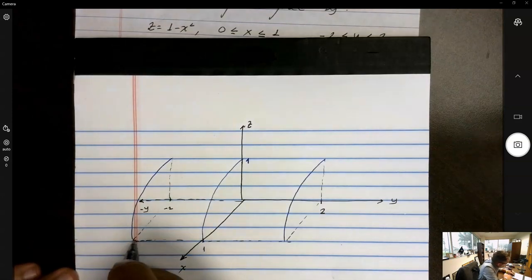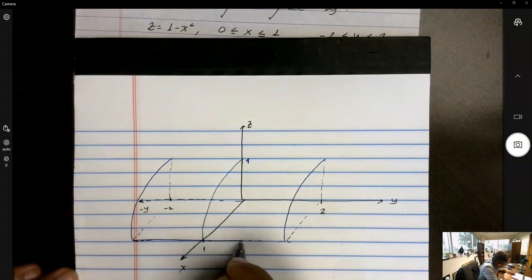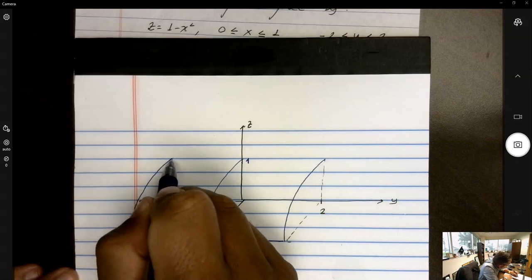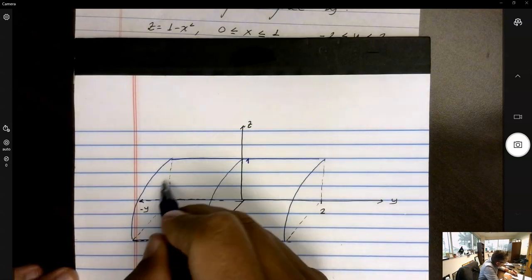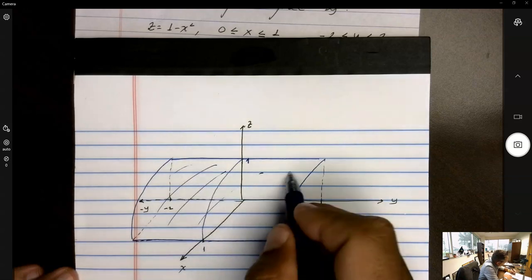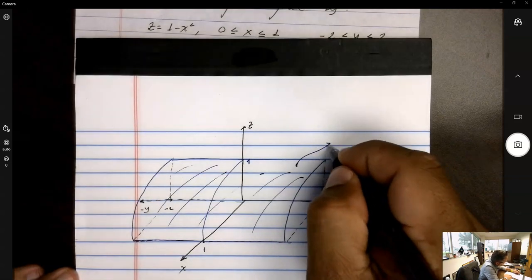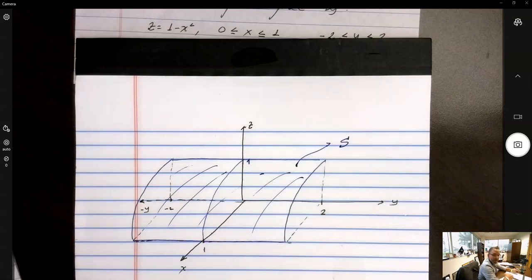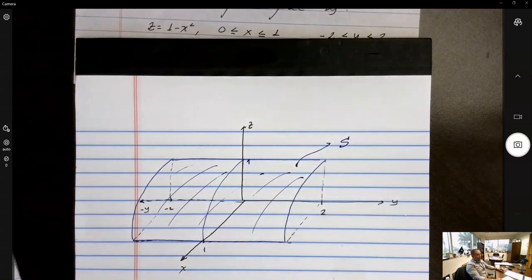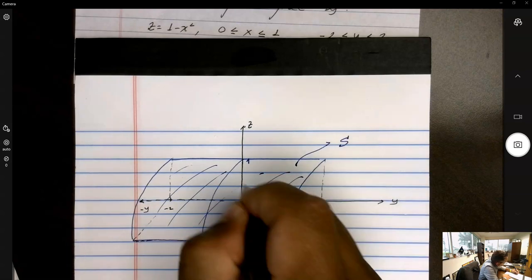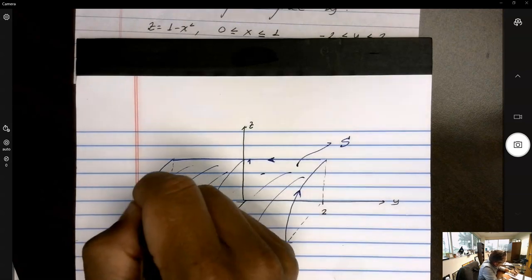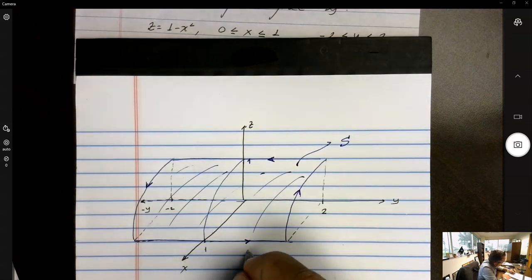So basically, the surface S, let's see if we can shade it, is given by this upper surface right here. The line that surrounds that surface goes like this. So this is C.